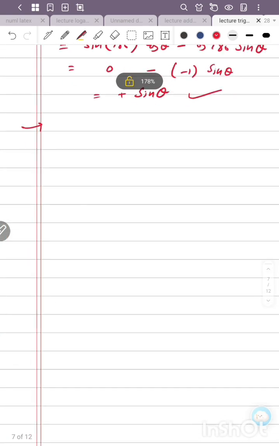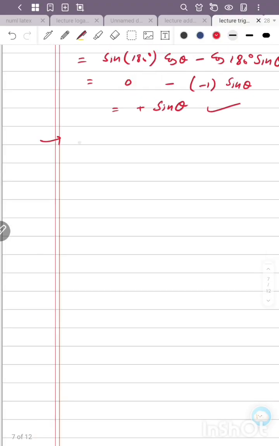Next, our next answer is cos 180 minus theta equal to minus cos theta. These formulas you have to memorize. Now the third one is tan 180 minus theta, which is minus tan theta.